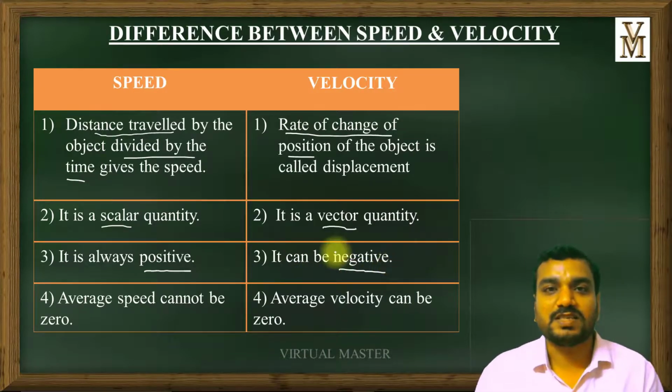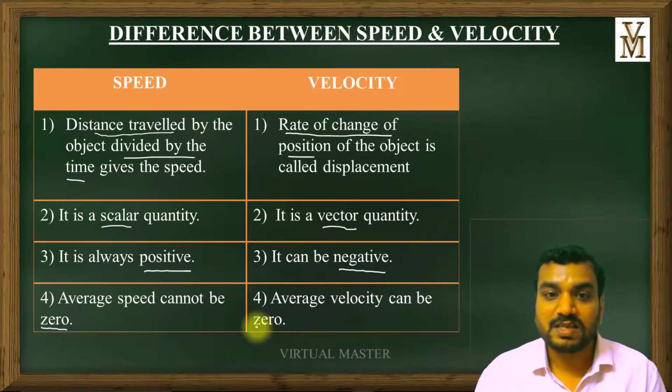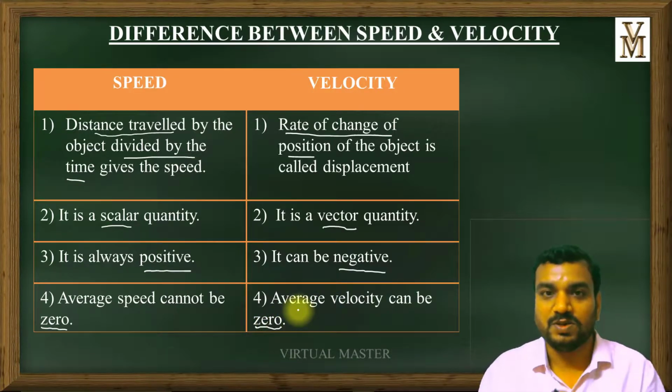Now, the last difference is that average speed cannot be zero because distance can never be zero. So the average speed of an object cannot be zero. Whereas the average velocity of an object can be zero because displacement can have a zero value. So the average velocity of an object can be zero. I hope everyone has understood the difference between speed and velocity of an object.